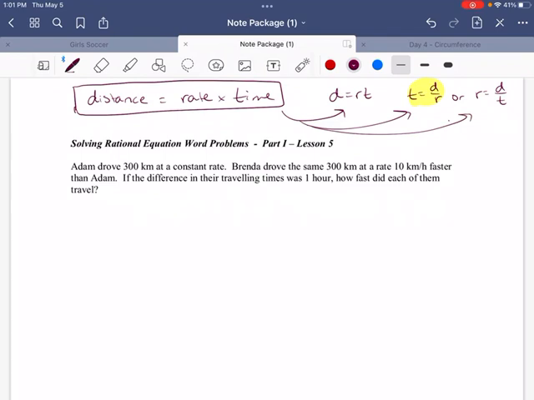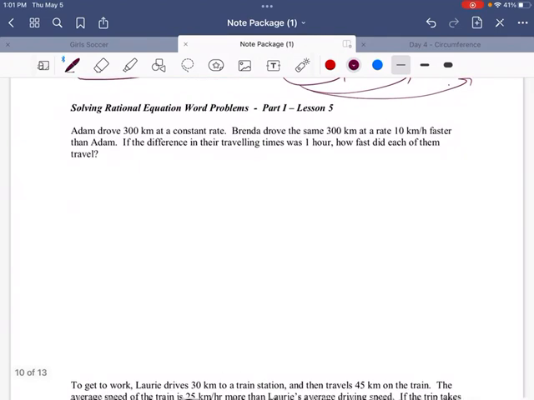So let's talk about this first one here. Adam drove 300 kilometers at a constant rate. Brenda drove the same 300 kilometers at a rate 10 kilometers faster than Adam. If the difference in their traveling times is 1 hour, how fast did each of them travel? So basically, we've got a couple things here. We're told that the difference in their traveling times was 1 hour.